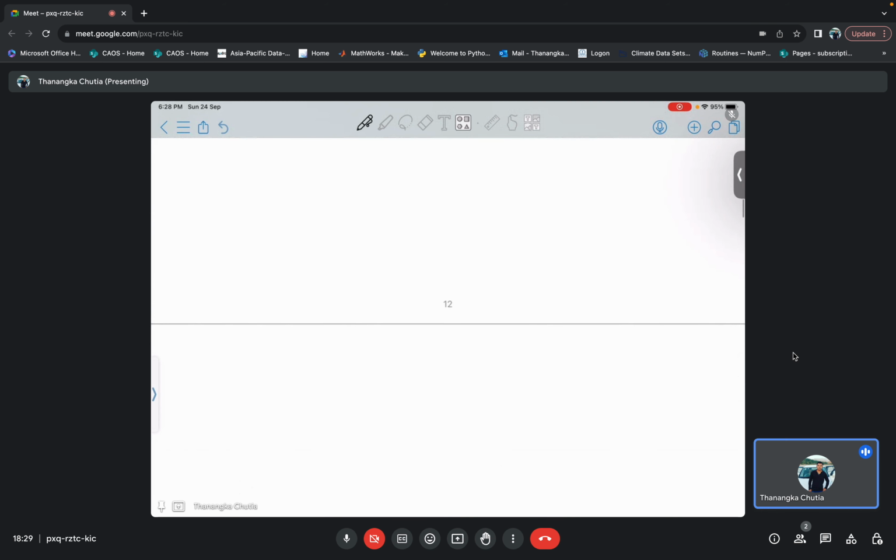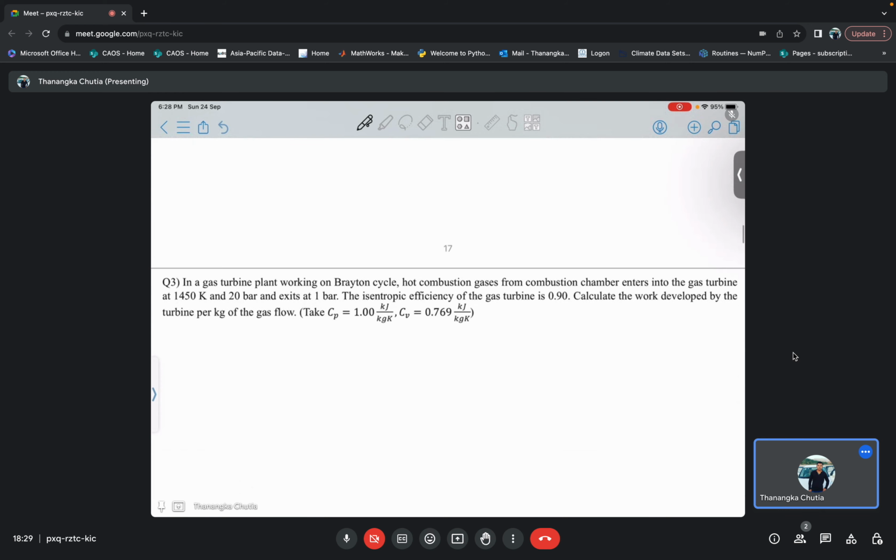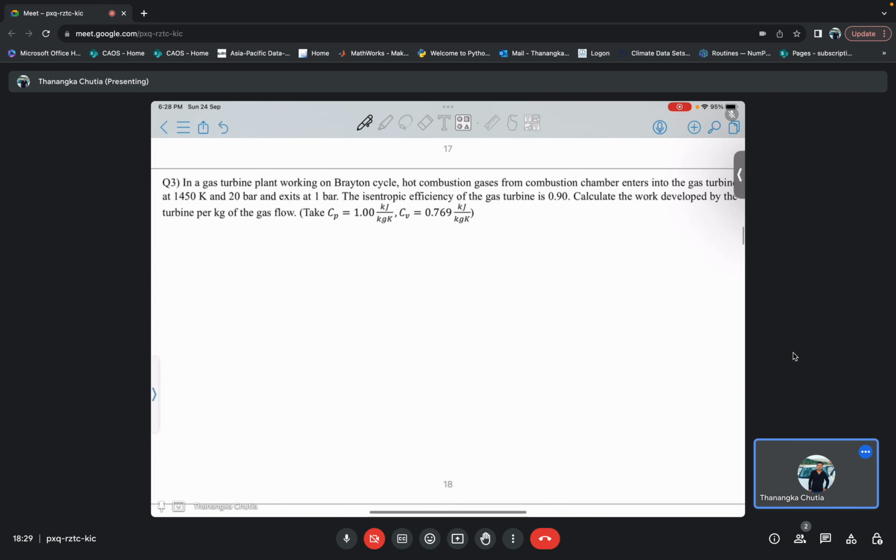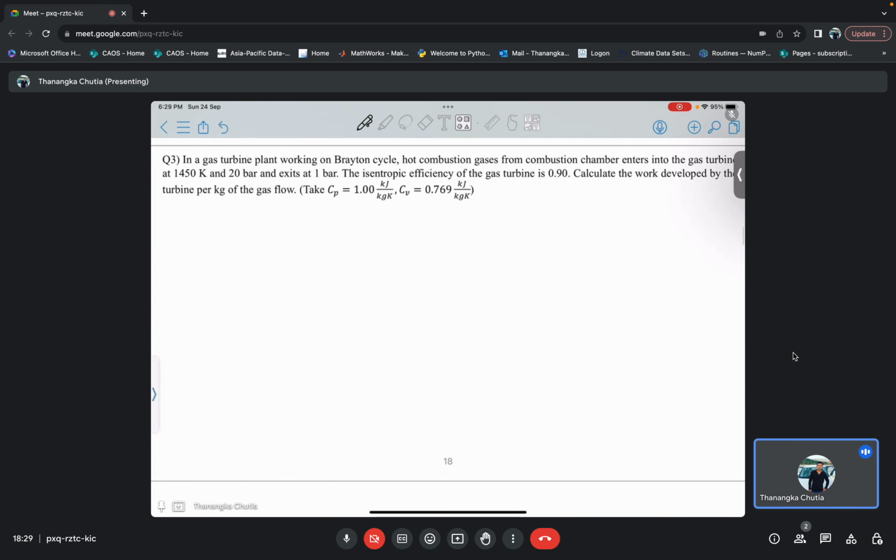Okay, so let us move to the next question then. In a gas turbine plant working on Brayton cycle, hot combustion gases from the combustion chamber enter into the gas turbine at 1450 Kelvin and 20 bar and exit at 1 bar. The isentropic efficiency of the gas turbine is 0.90. Calculate the work developed by the turbine per kg of the gas flow. Okay, so before going to solve, let us once again draw the TS diagram.